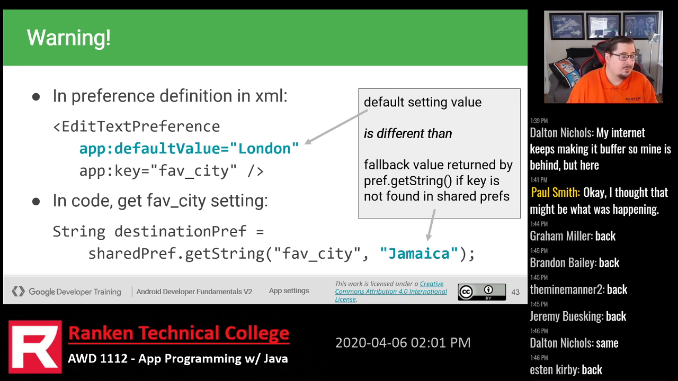And that's why we call set default values at the beginning when the application starts, to deal with issues like this. So if we've called set default values, then both of these cases get London as the beginning value, instead of one getting London and one getting Jamaica.